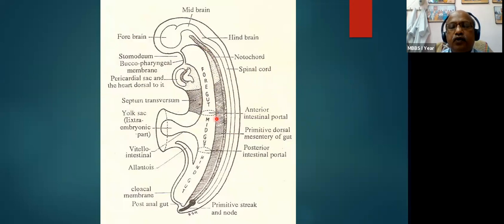So you have to understand this by the position of your spinal cord and notochord. Notochord and spinal cord are present on the dorsal aspect of the embryo. Your developing heart is present on the ventral aspect. Your vitelline duct and connecting stalk will be on the ventral aspect after the cephalocaudal folding. So this picture is after the cephalocaudal folding. That's why the septum transversum is down to the developing heart.